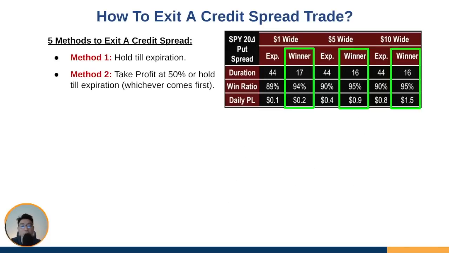So in this case, you can see that the daily P&L is actually higher, right? Which means that if you were to take profit at 50% or hold to expiration, whichever comes first, then you're definitely going to have better results than holding to expiration.